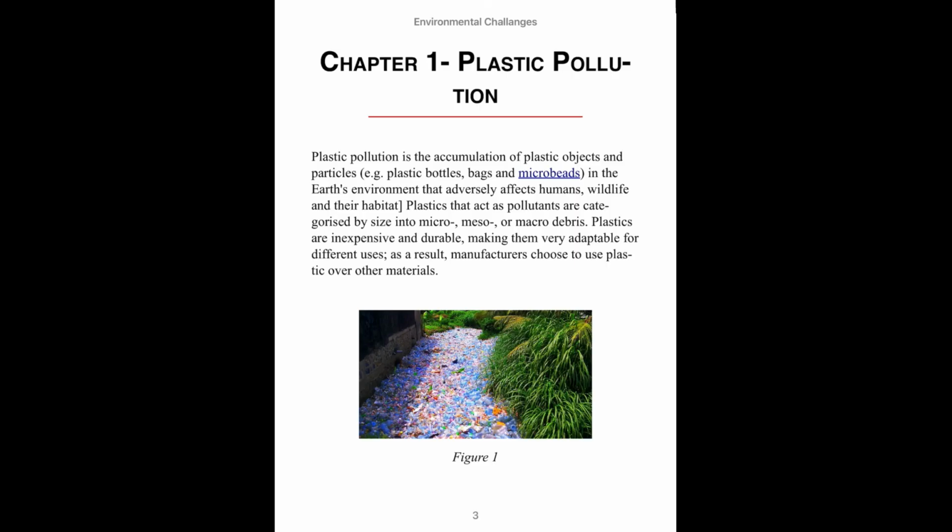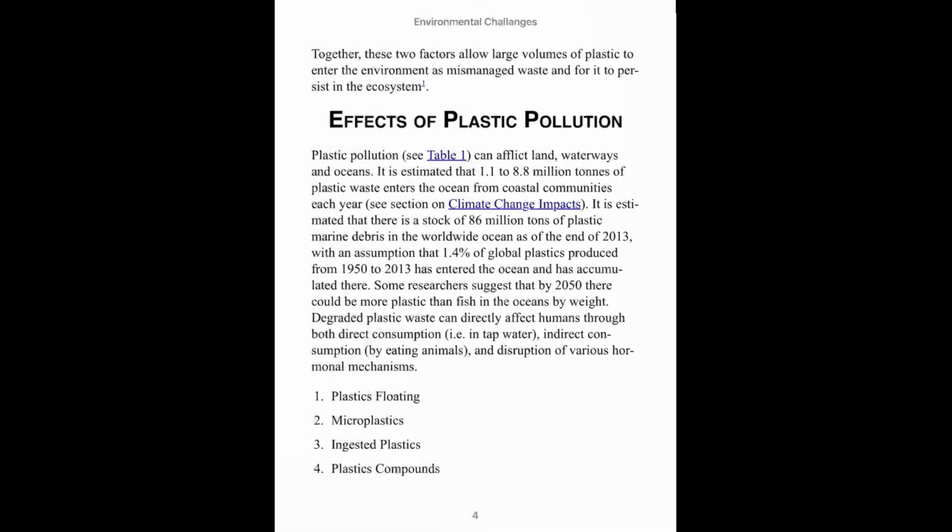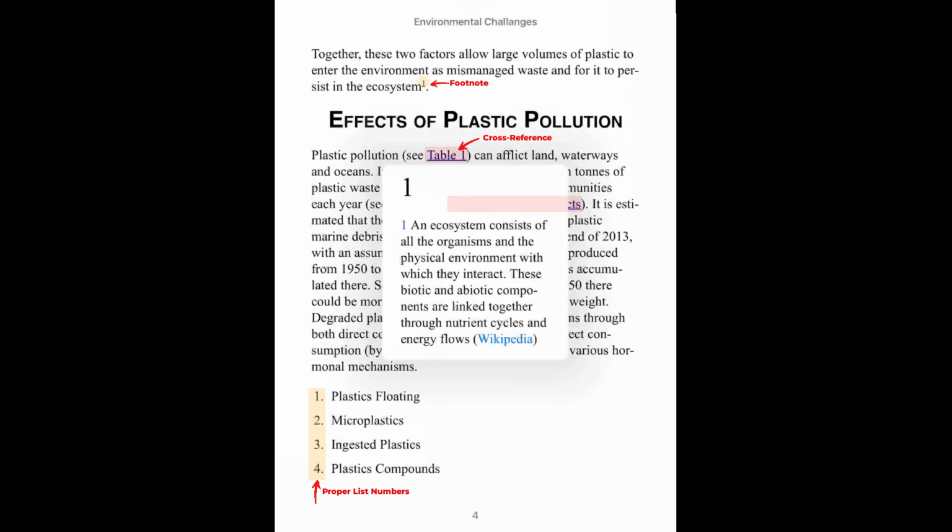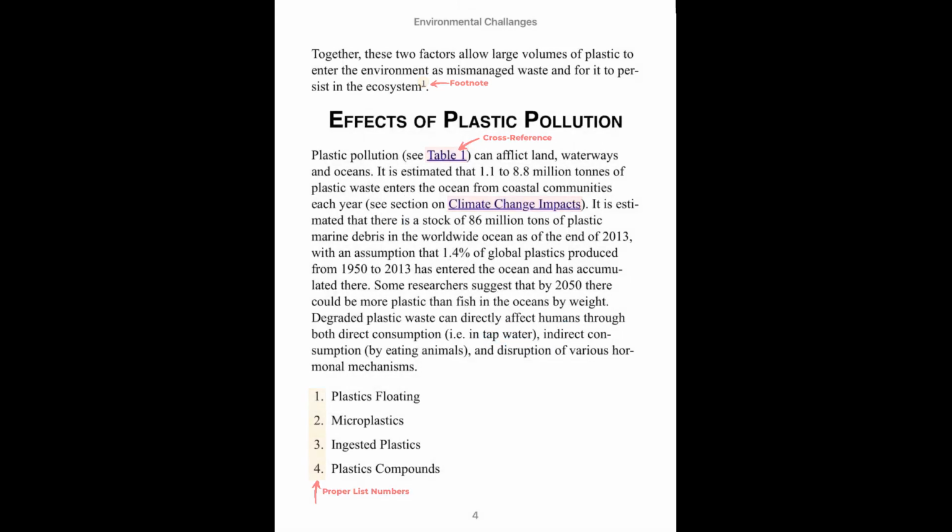Figures are quite nicely being seen and labeled. Moving forward, you can see that all the cross references have been preserved. Table 1, climate change impacts. Also, you will notice just above ecosystem, the footnote has been preserved and it is working. As you tap on it, you can see that the footnote is visible. Tap on it once again and it will go away.